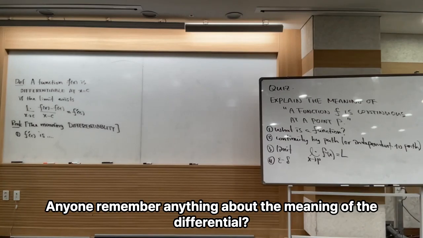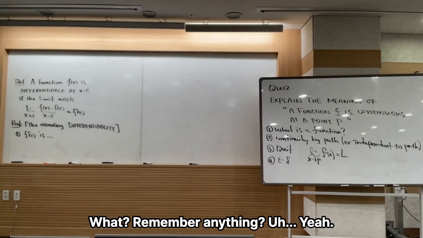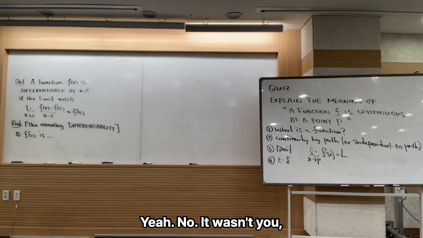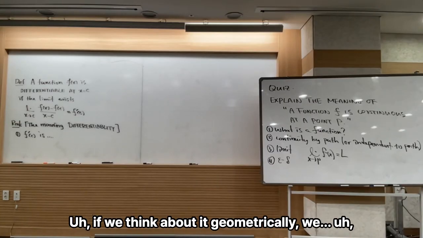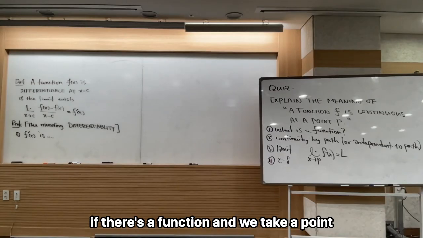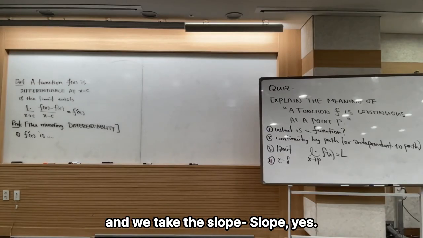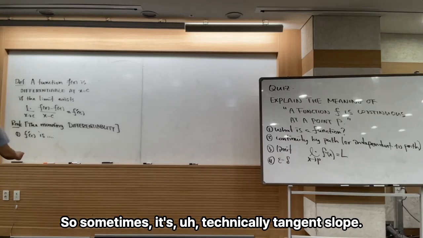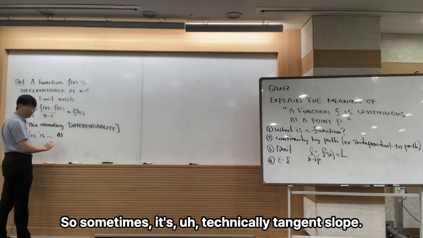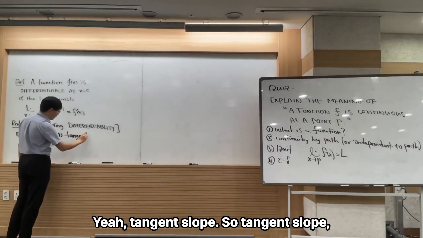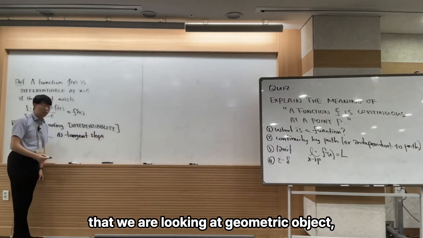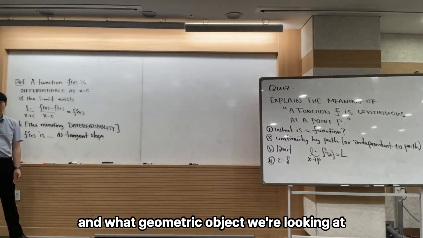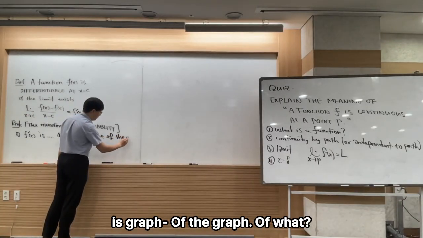Anyone remember anything about the meaning of the differential? If we think about it geometrically, if there's a function and we take a point and we take the slope. Yes, technically the tangent slope. Tangent slope automatically means that we are looking at a geometric object, and what geometric object we're looking at is the graph of what?